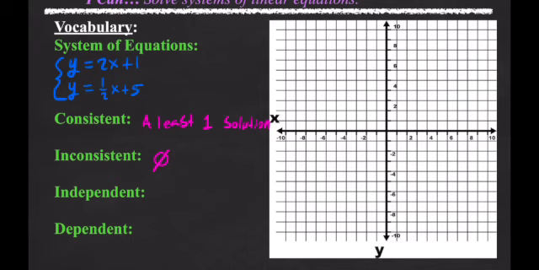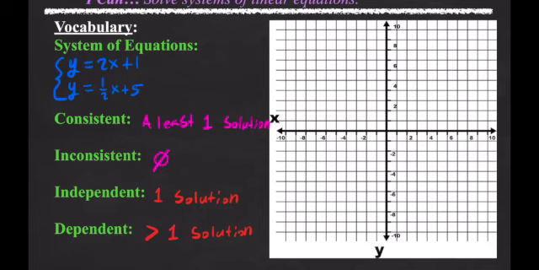It is independent if it has just one solution, so exactly one. And it is dependent if it has more than one solution. By the way, we can intermix some of these. It can be consistent and independent, meaning it has exactly one solution. It can be consistent and yet dependent because it could have more than one solution. However, if it's inconsistent, it's none of the others because that means it has no solution.